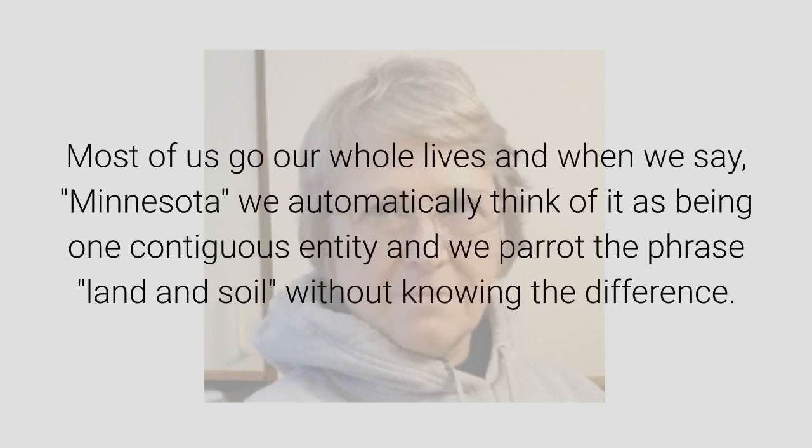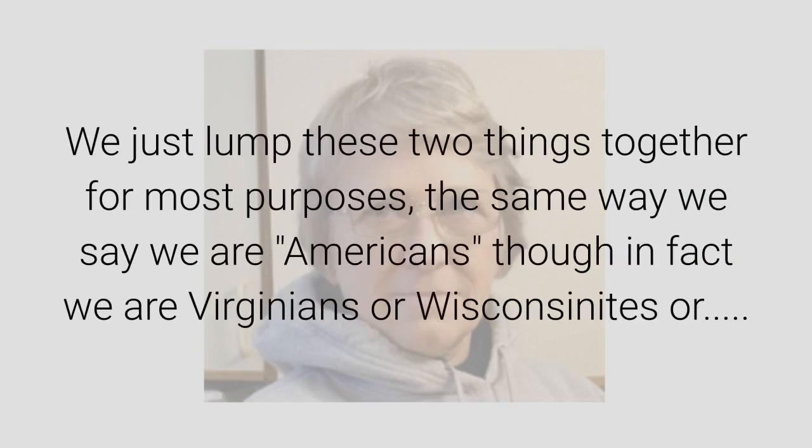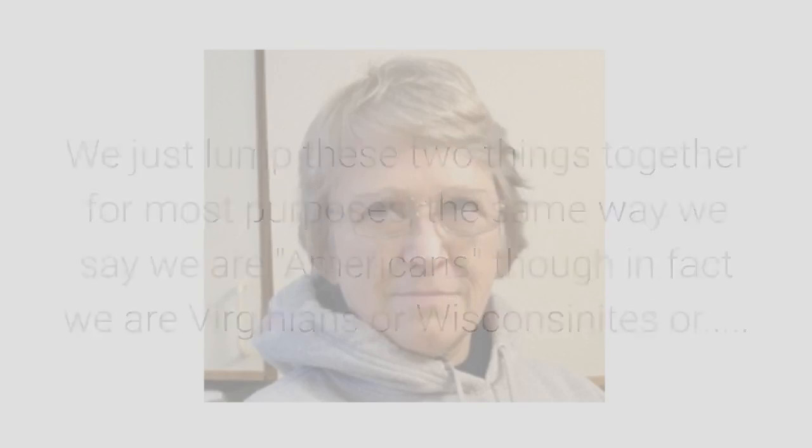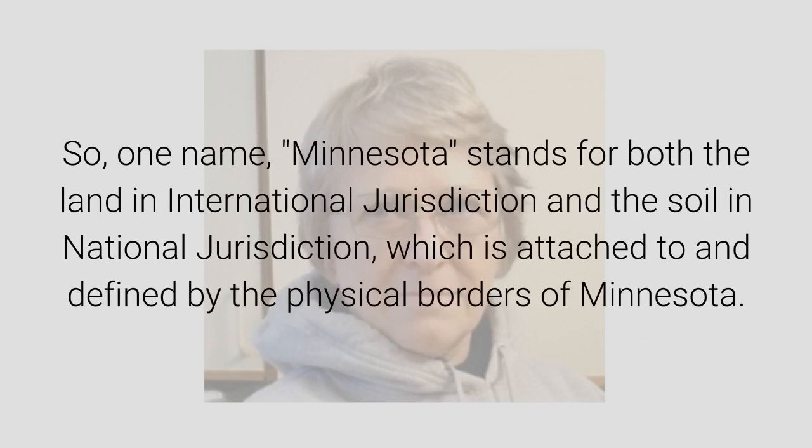Most of us go our whole lives, and when we say Minnesota, we automatically think of it as being one contiguous entity, and we parrot the phrase "land and soil" without knowing the difference. We just lump these two things together for most purposes, the same way we say we are Americans though in fact we are Virginians or Wisconsinites or the like. So one name, Minnesota, stands for both the land in international jurisdiction and the soil in national jurisdiction, which is attached to and defined by the physical borders of Minnesota.